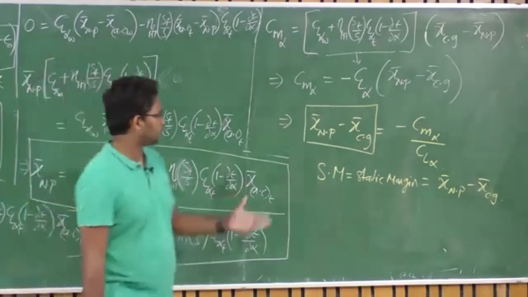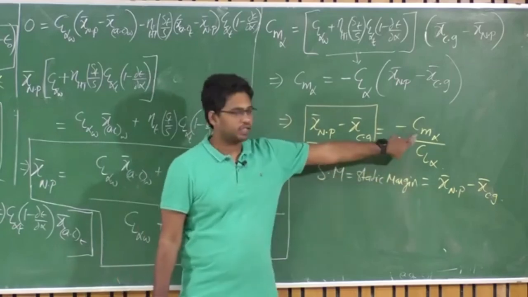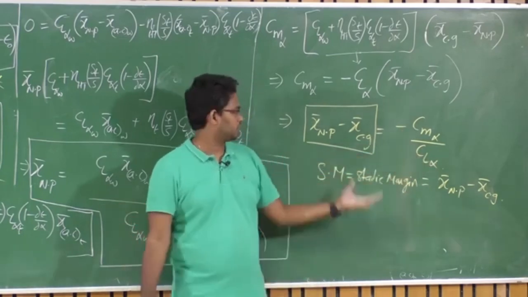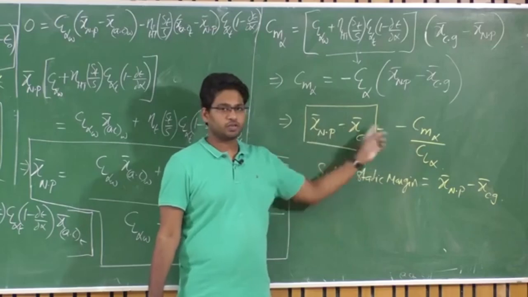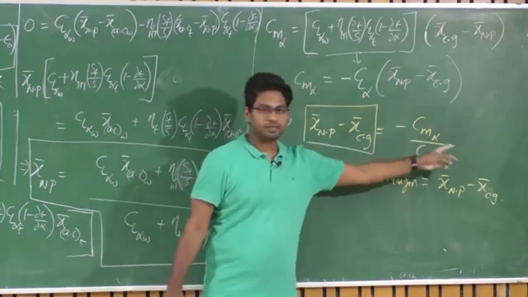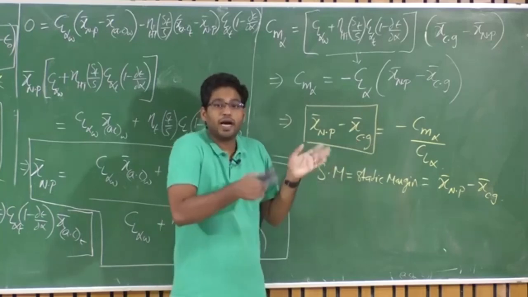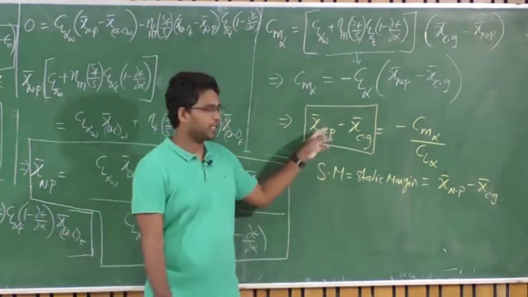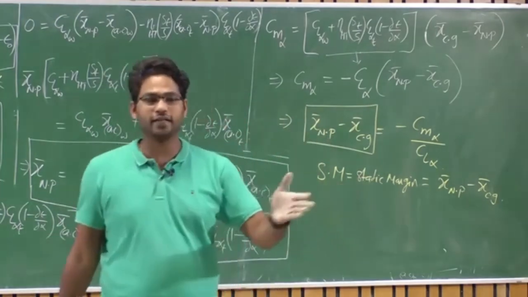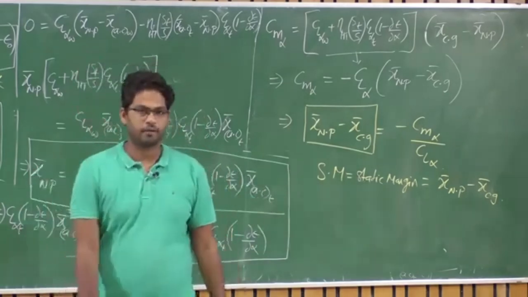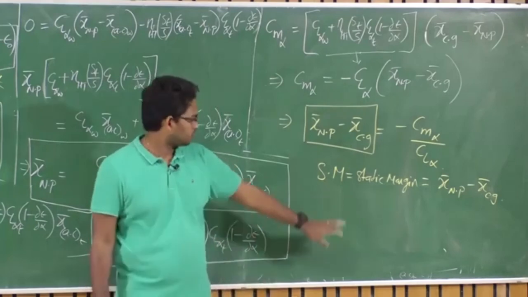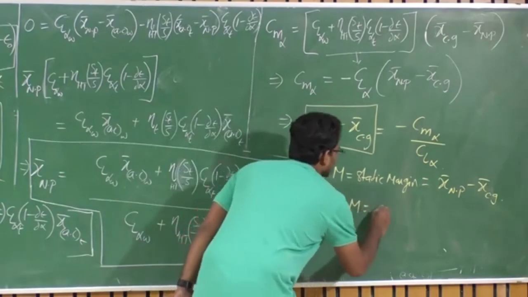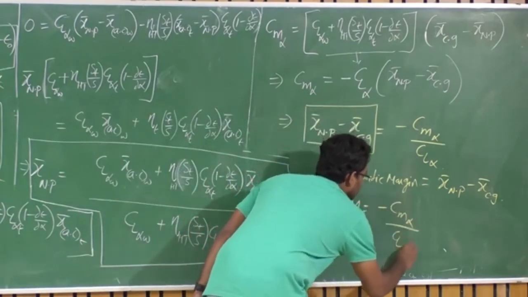Okay? So for a statically stable aircraft, Cm alpha is negative and negative of negative is positive. So Cl alpha, we know for the entire aircraft, is positive, of course. So if this is positive, which means XNP is this positive term plus Cl XCG, which lies behind the neutral point, lies behind the CG location. So it's a limiting condition between static stable flight and static unstable flight. Okay, and this is called static margin. So static margin is again equal to minus of Cm alpha upon Cl alpha.